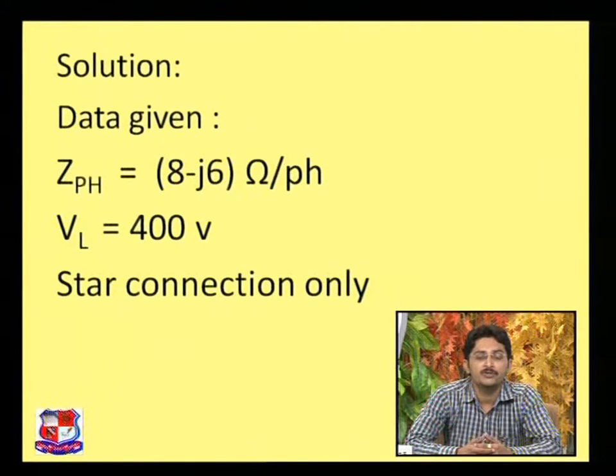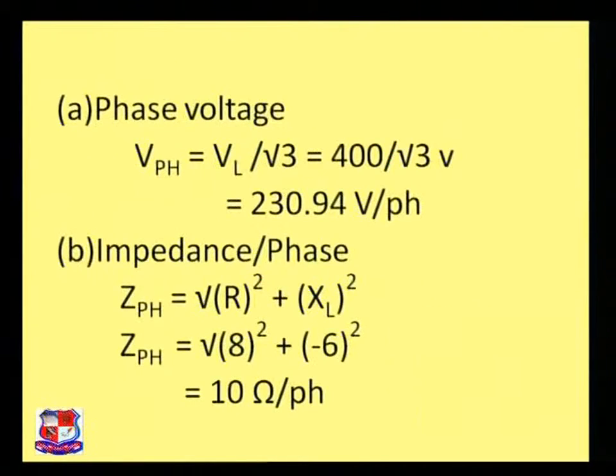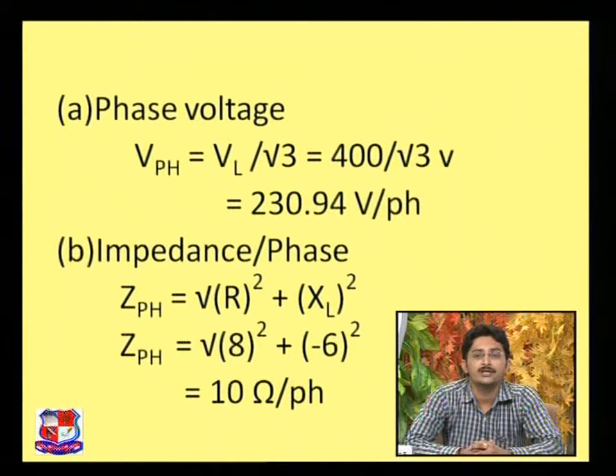First, for the star connection, the phase voltage VPH becomes VL by root 3. Putting the value of VL, that is 400 volt, and root 3, 400 volt by root 3 equals 230.94 volt per phase. That is your VPH. Now your impedance per phase, ZPH, equals under root of R square plus XL square. Here R is 8 and XL is minus 6. So 8 square is 64, plus 6 square is 36, 64 plus 36 is 100. Taking the under root of 100, that is 10 ohm per phase. So ZPH is nothing but 10 ohm per phase.